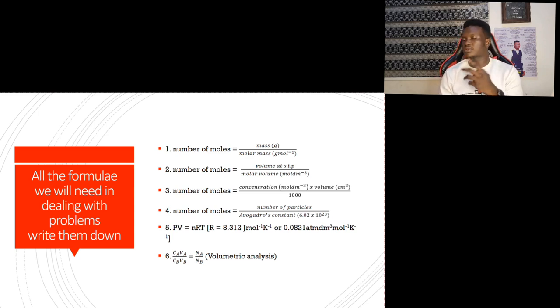Then the last one is from volumetric analysis. You did titration while you were in secondary school or SS2 or SS3. So you are used to CAVA over CBVB. So there are some questions that might require us to do that in order to get concentration. So let's get used to that.